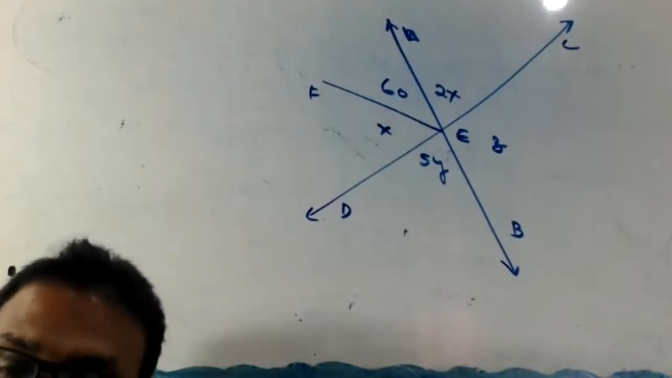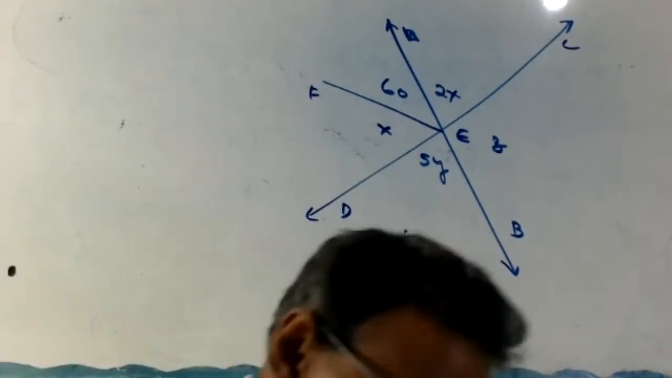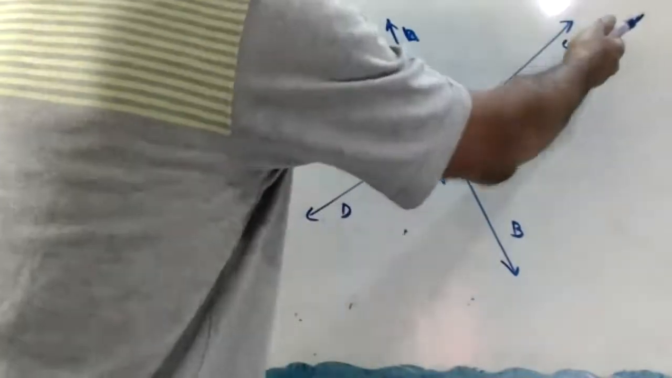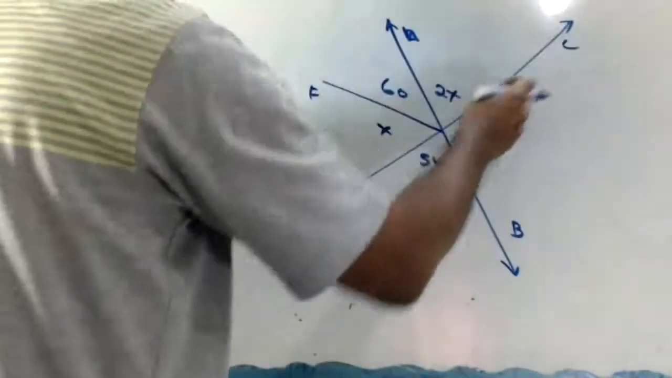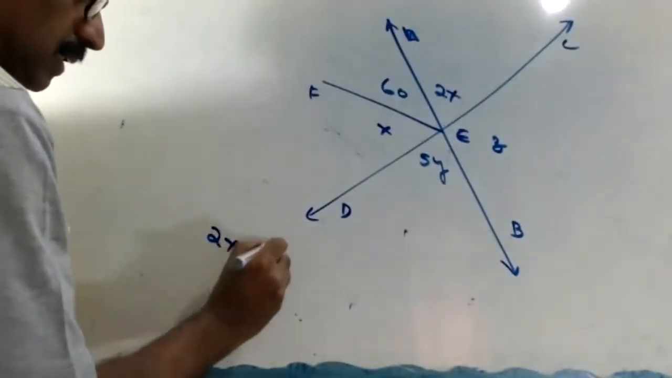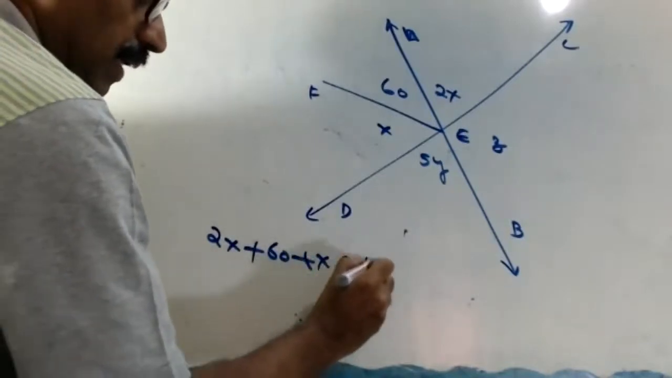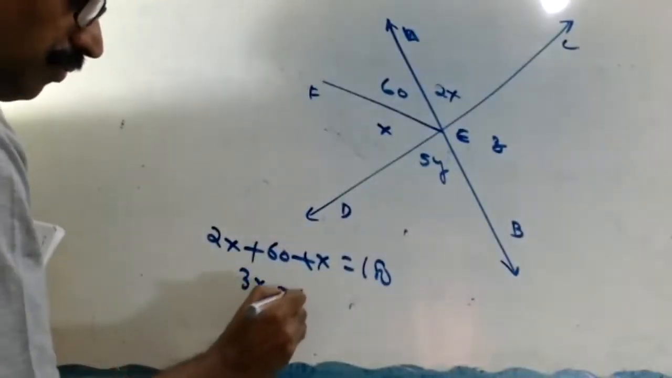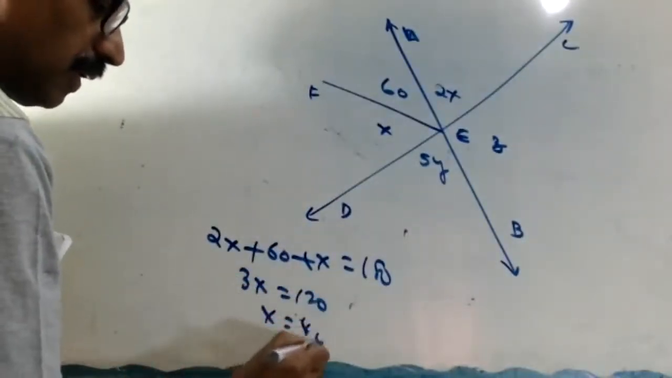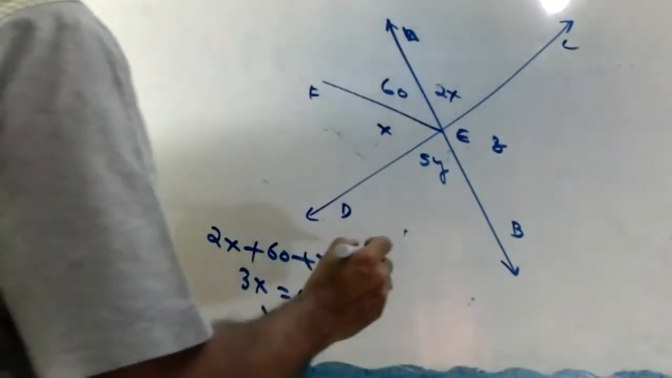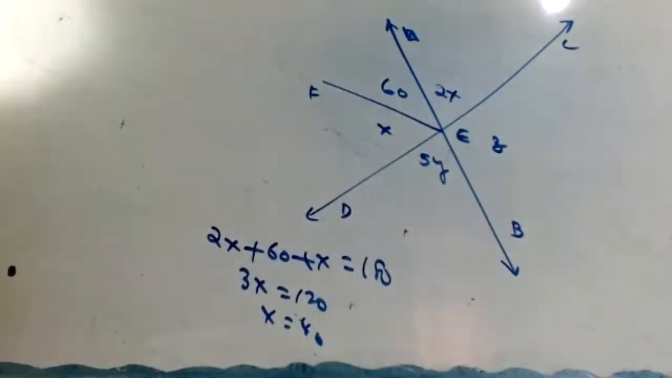Okay, finish. Look here. CD is a line. So that means 2x plus 60 plus x equal to 180. Right or no? This is a straight line. So 3x equal to 120, x equal to 40. You got x equal to 40. Okay, so now this is clear.